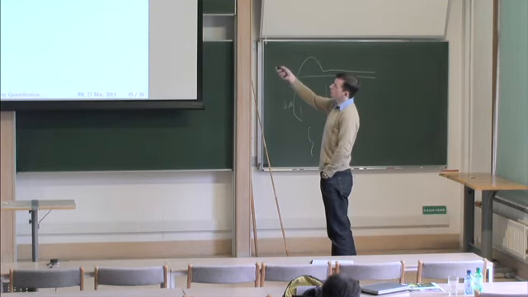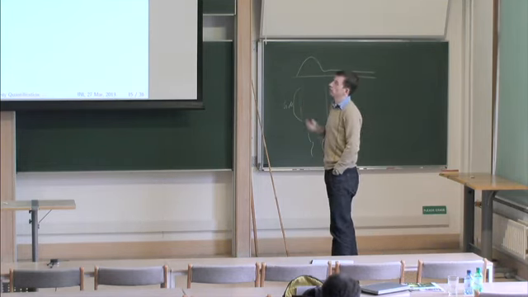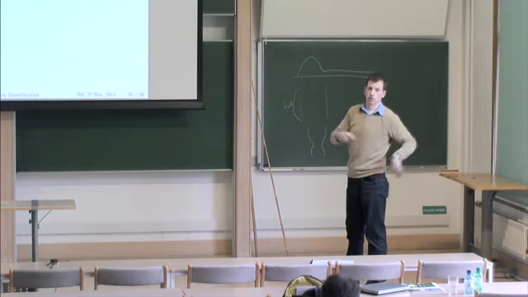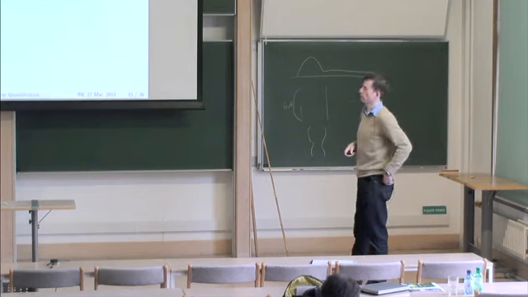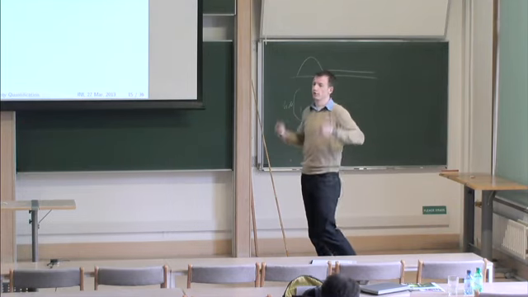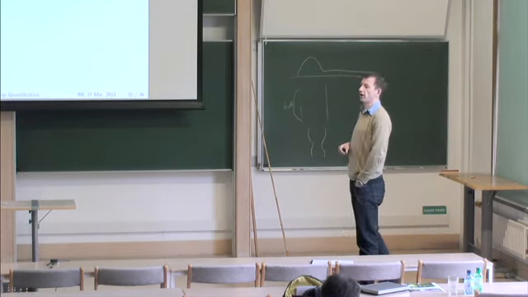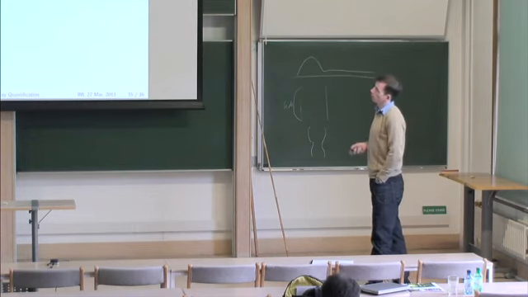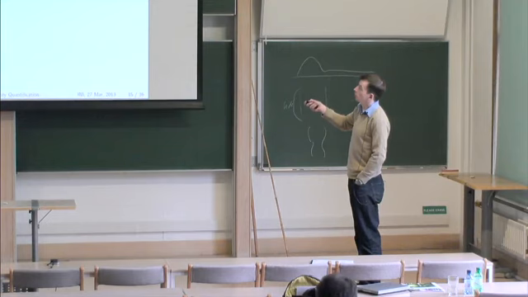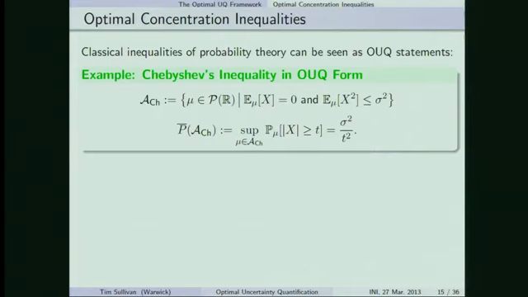So the classical concentration inequalities or deviation inequalities are just sort of OUQ dressed up, or rather OUQ is an overdressing of these simple basic facts you might have learnt in probability theory. So Chebyshev's inequality, you're just trying to extremize the probability that your random variable exceeds some threshold value given the mean and the variance of that random variable.